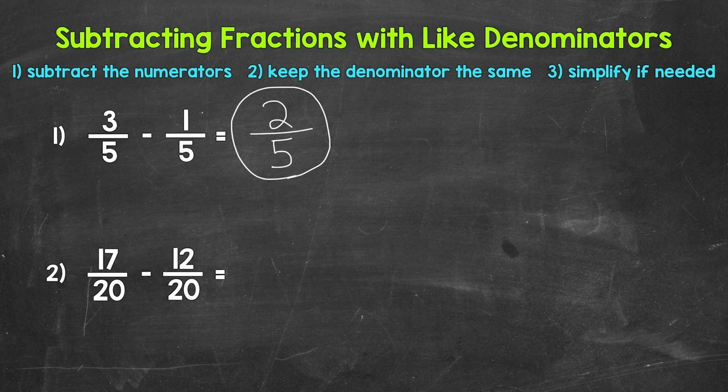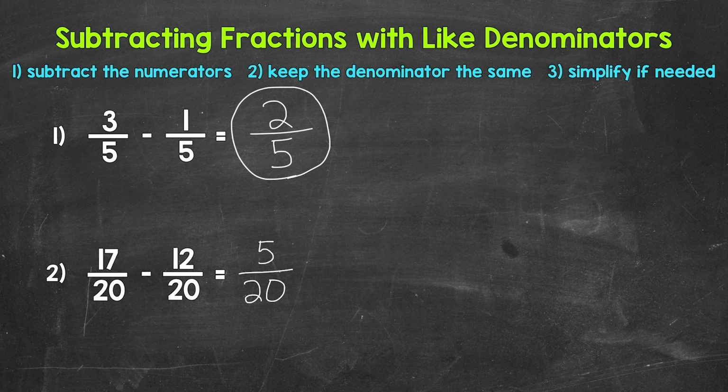Let's move on to number 2, where we have 17/20 minus 12/20. So we have that like denominator of 20. That means we're able to subtract. So let's subtract those numerators. 17 minus 12 gives us 5. And then we keep that denominator of 20 the same.